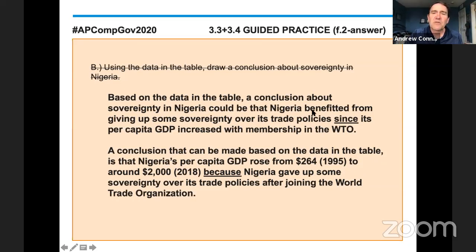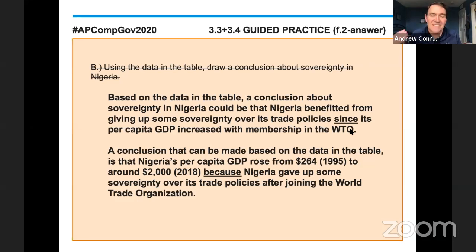Based on the data in the table, a conclusion about sovereignty in Nigeria could be that Nigeria benefited from giving up some sovereignty over its trade policies since its per capita GDP increased with membership in the WTO. So again, I think that answers the question. It's a conclusion about sovereignty: when you join the WTO, you do give up some sovereignty, some power over your trade policies. And I do reference that Nigeria's per capita GDP did increase with membership in the WTO.